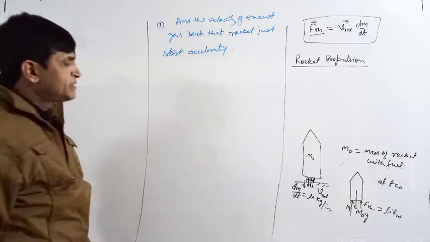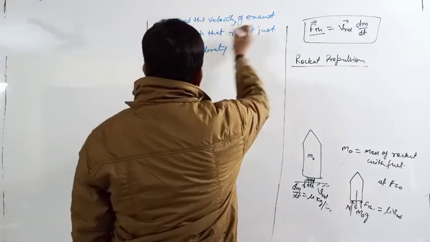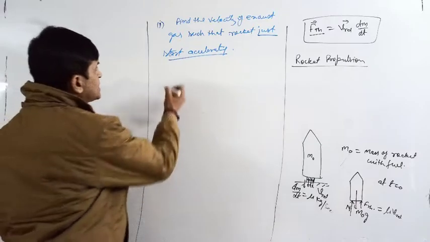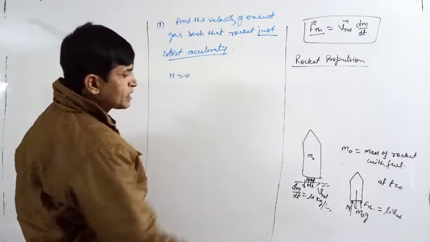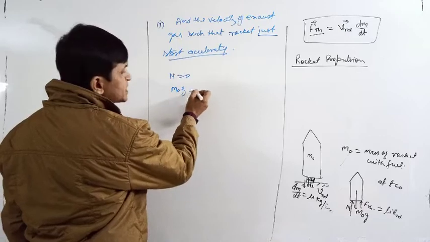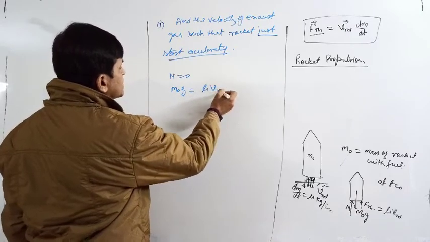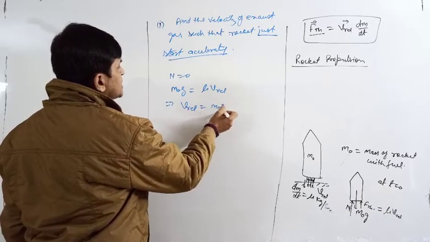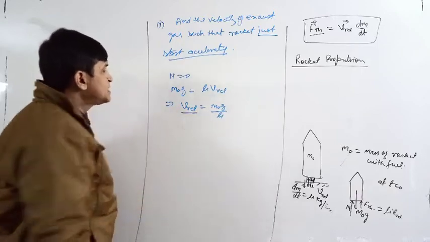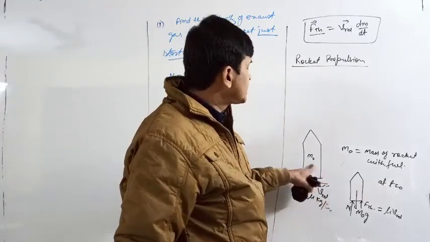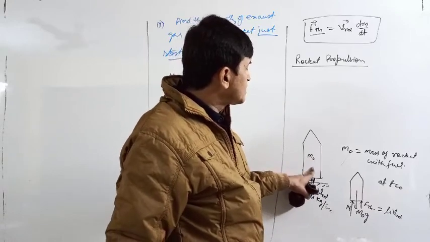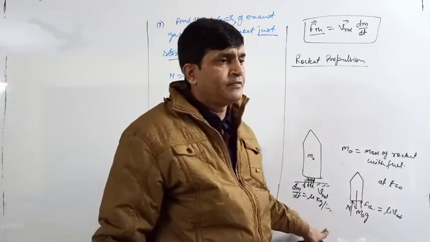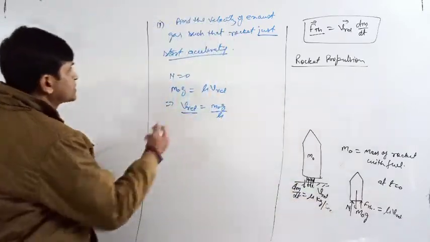Just start accelerating means the minimum condition. So in this case the normal force should be 0. Then M naught G must be equal to mu V relative. Directly we can write V relative is equal to M naught G by mu. And V relative is the relative velocity of the exhaust gas. Since this rocket was at rest, the velocity of the rocket was 0, so the relative velocity is the velocity of the exhaust gas itself. Okay, this is the first type of question that can be asked.